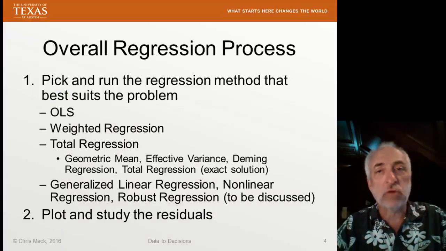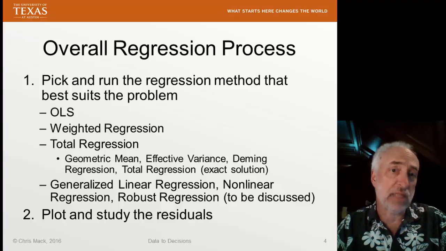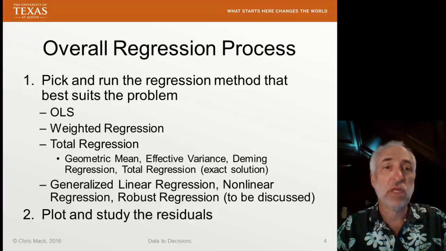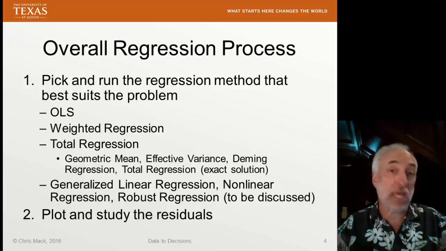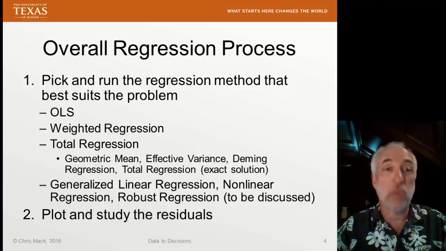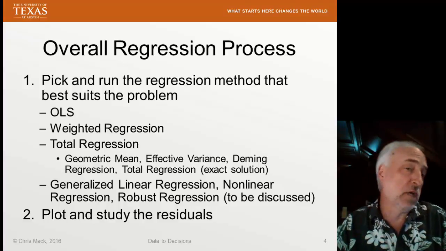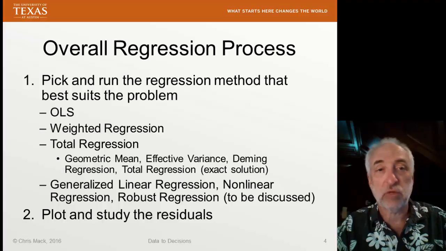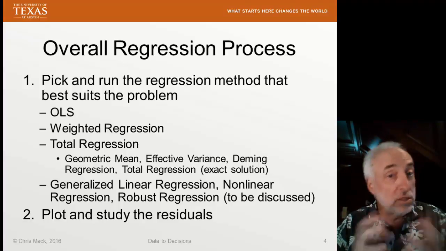So the overall regression process is broken up into 2 steps. And the second step has a lot of pieces to it that we'll go through. First step is to pick and run the regression, create our best estimate of the model parameters. Generally, we're going to try to do ordinary least squares regression first. That's our goal because it's the BLUE, the best linear unbiased estimates. But if not, we can do some other things.